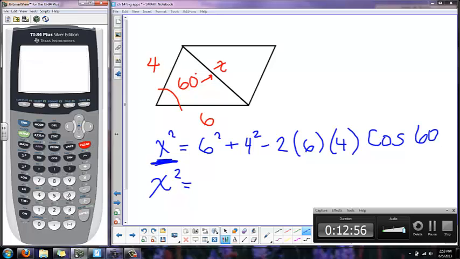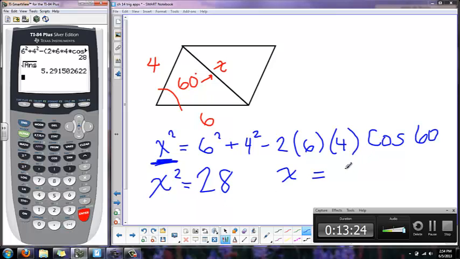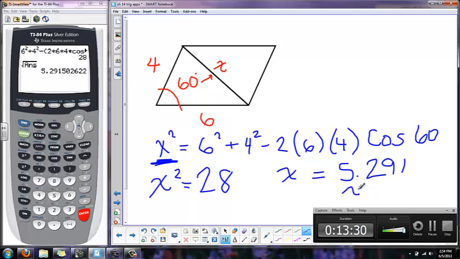Okay, so 6 squared plus 4 squared minus, and I always just put this all in parentheses, minus 2 times 6 times 4 times cosine of 60. Hit enter. X squared is 28. That means that x is the square root of that, which is 5.291, and we want this answer to the nearest tenth, so 5.3 is our answer.